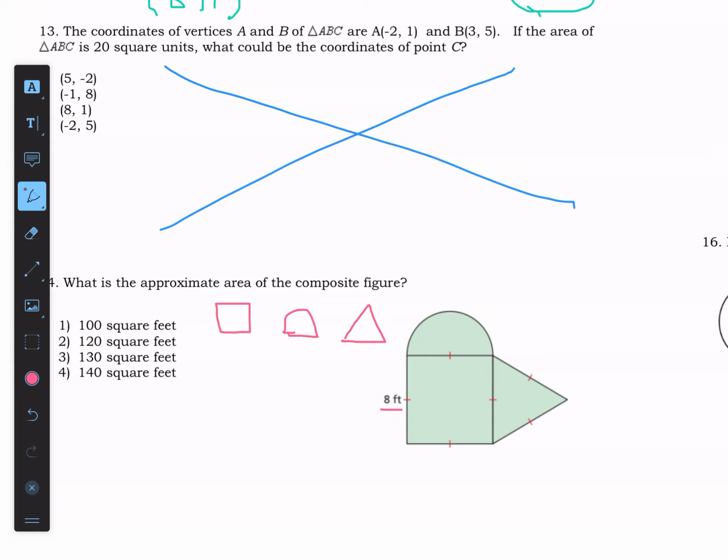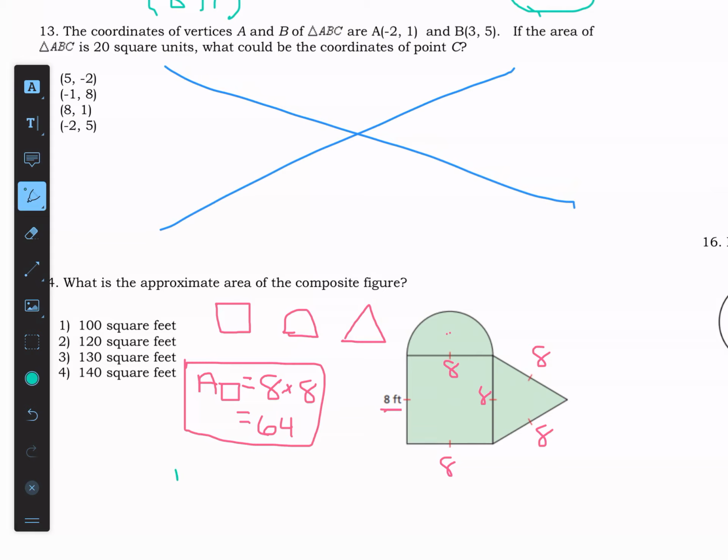Now, if we're told that this is 8 feet, that means that all these other pieces here are also 8 feet, okay? So let's start off with the area of the square. That's pretty easy. You're just doing the length times width, so you're doing 8 times 8, which is equal to 64. Okay, so we're just going to put that aside for a second. We'll use that later. Okay, now let's go up to the semicircle.